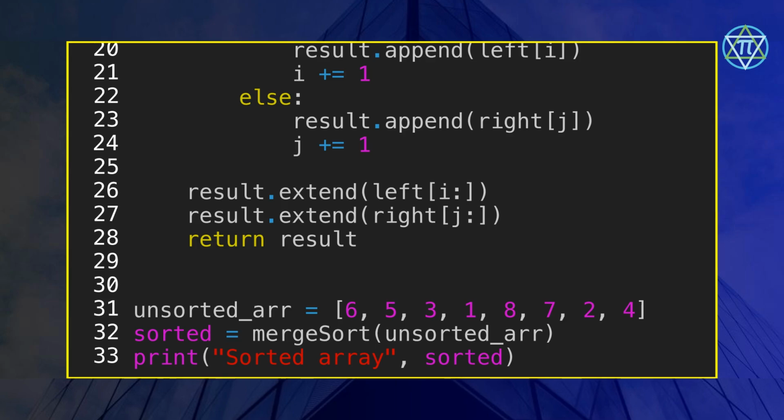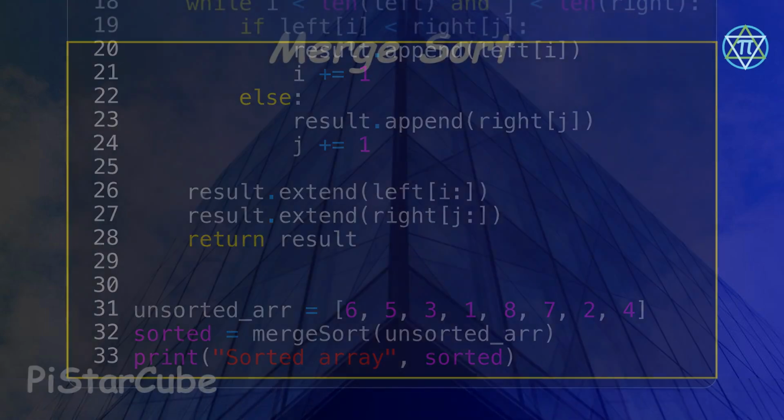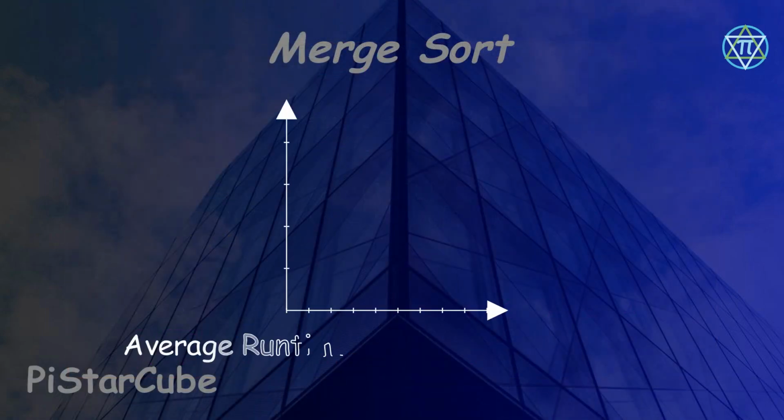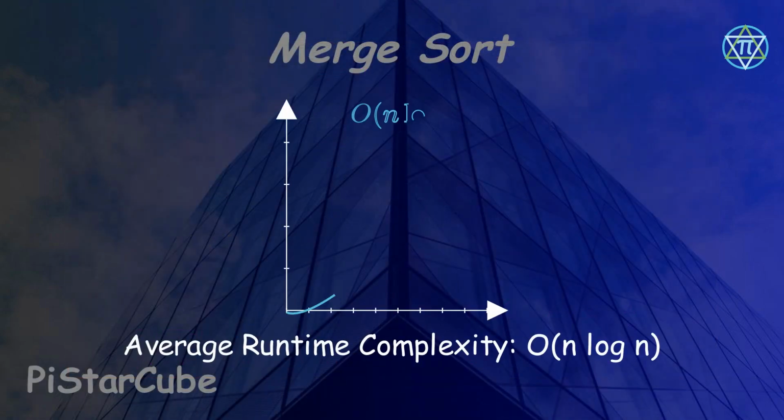Now let's check out how it performs. We'll look at the time complexity on a graph. Here's the time complexity graph for merge sort, running at n log n on average. That means even as your data grows, merge sort stays efficient and scales smoothly. Compared to simpler sorts like bubble or insertion sort, which can slow down to n squared, merge sort handles large datasets way better. No wonder it's a go-to choice for both interviews and real-world applications.